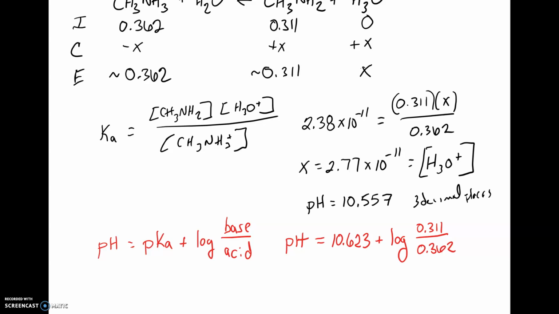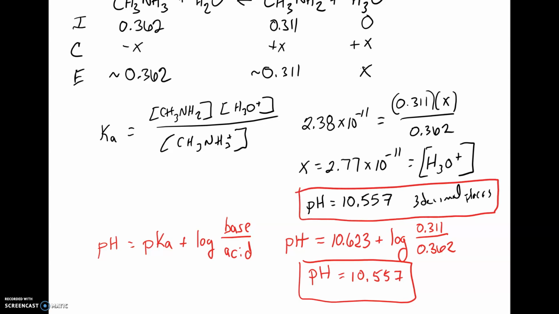So the way I'm going to solve this, I'm going to take my 0.311 and divide by 0.362 and then just hit log on my calculator. And I'm going to add that value to the 10.623. And sure enough, I get 10.557, just like I did using my ice table.